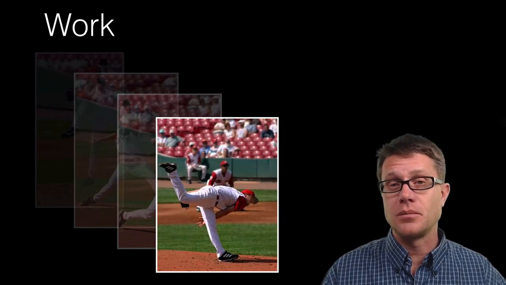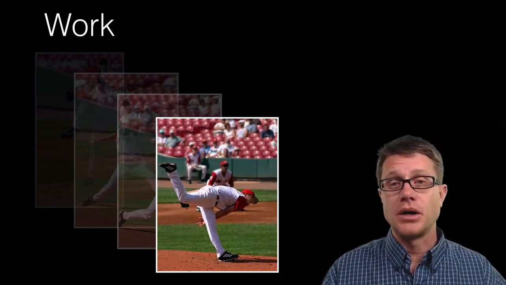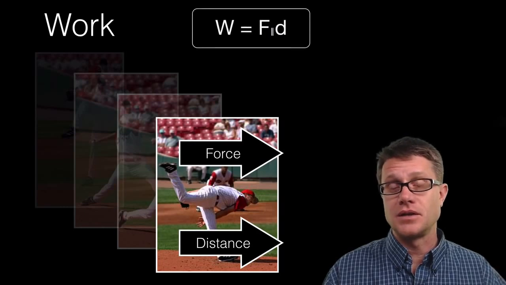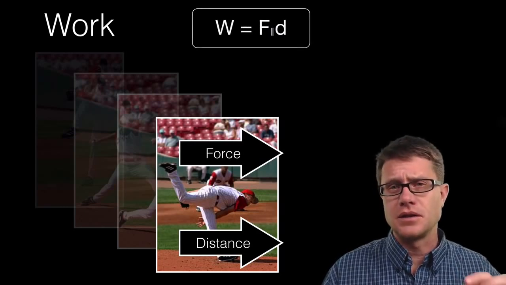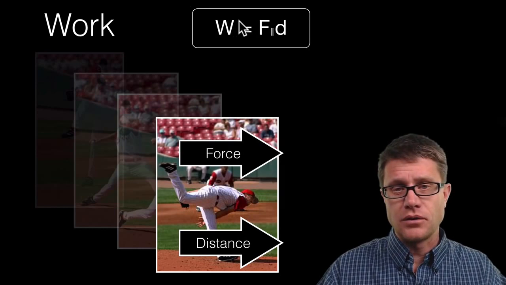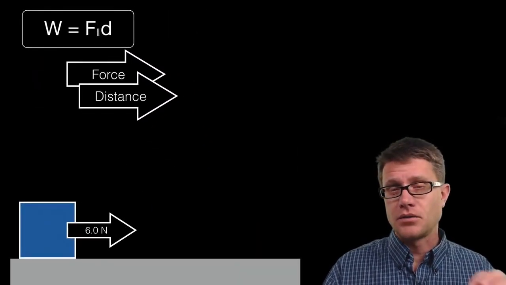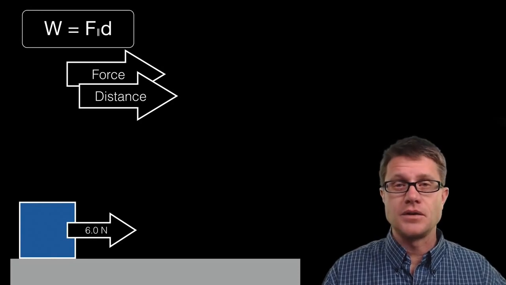So when this pitcher throws the ball, he's doing work on the ball. And so what are the two things that we need? We need to have a force and we need to have a distance. And those two things have to be in the same exact direction. And so the force has to be parallel to the direction in which we're moving it.